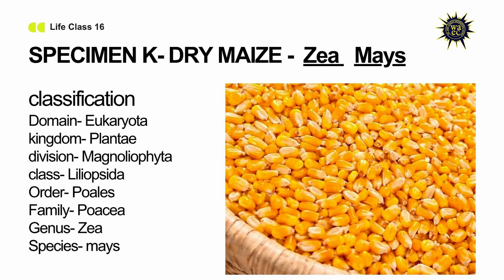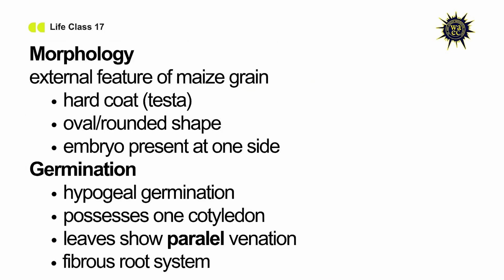Then for the classification, we have domain Eukaryota, kingdom Plantae, division Magnoliophyta, class Liliopsida, order Poales, family Poaceae, genus Zea, and species maize. Other important things to note: morphology. The external feature of maize grain has a hard coat, which is called the testa.